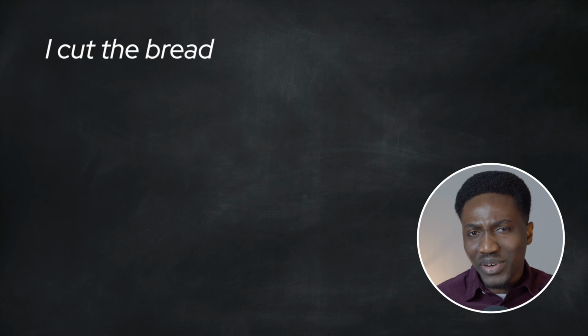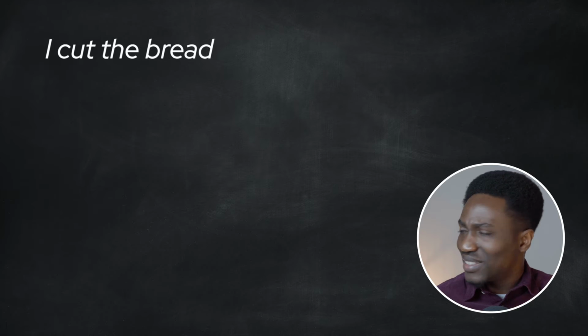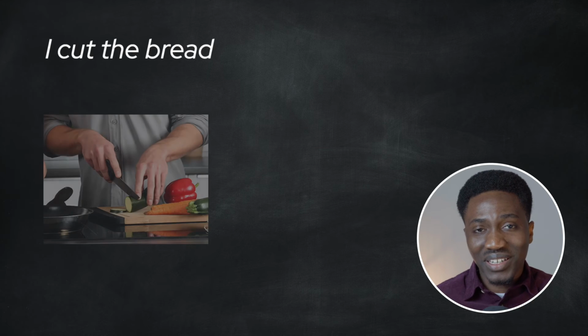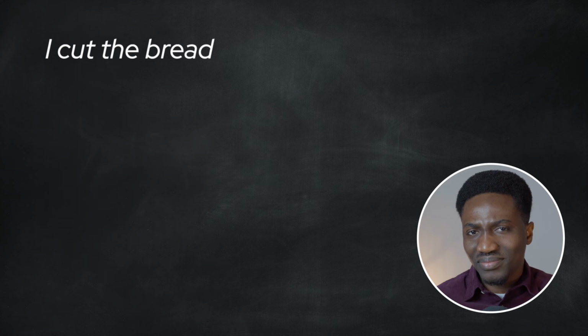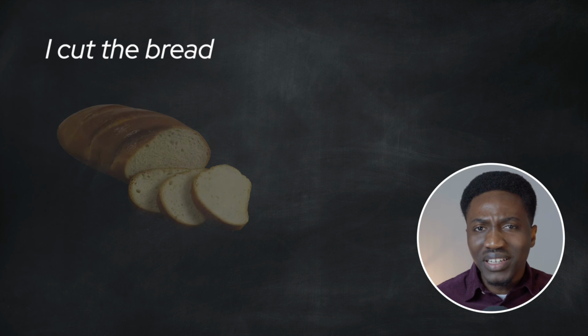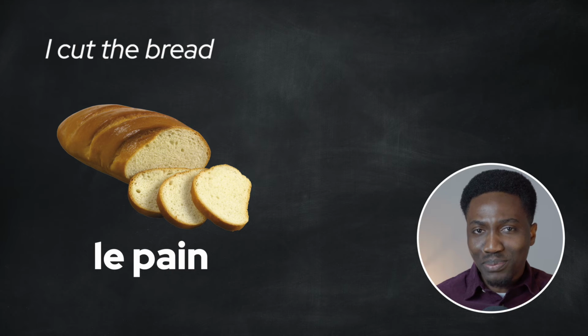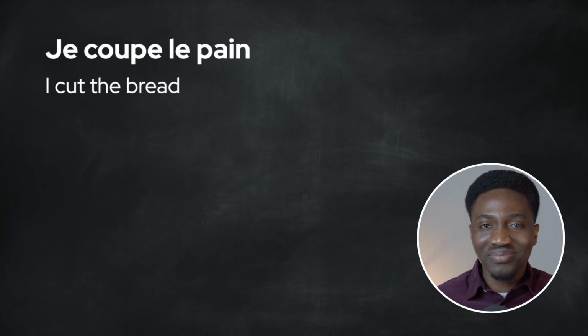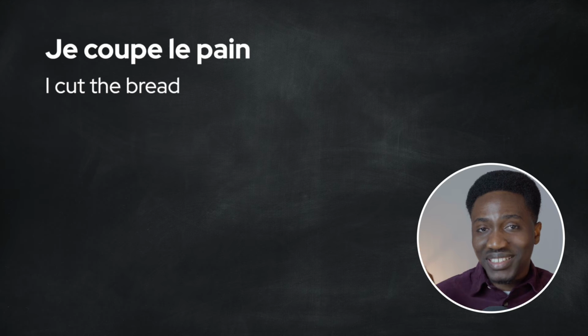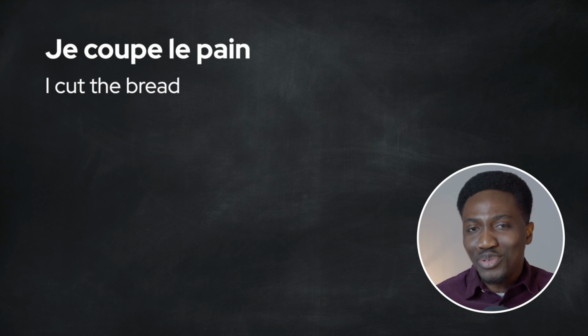Now, before we look at some special cases, can you translate this expression to French? I cut the bread. The verb to cut in French is couper. So you can see it's an ER verb. So how would you say I cut the bread? You know the bread in French is le pain. So what do you say? Je coupe. Do I add S at the end of coupe? No, because je only takes E. Bravo. Okay, je coupe le pain.